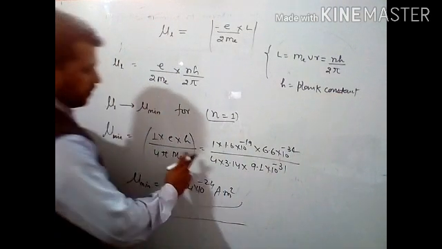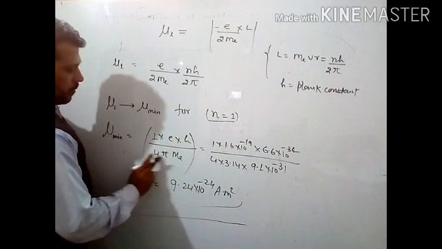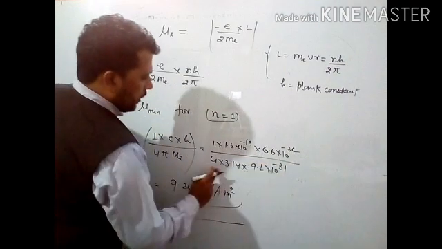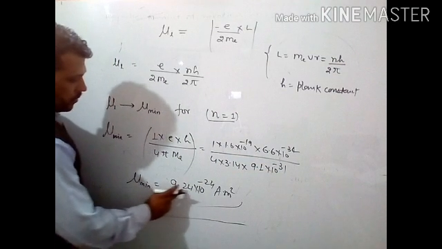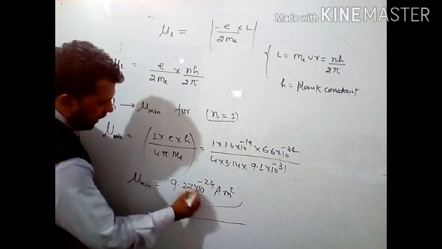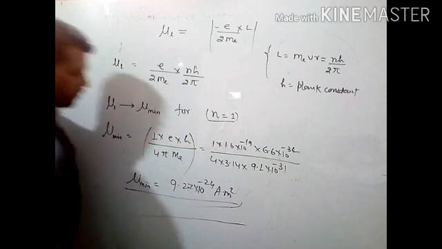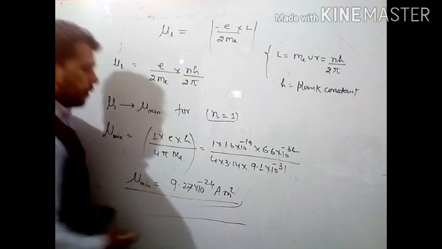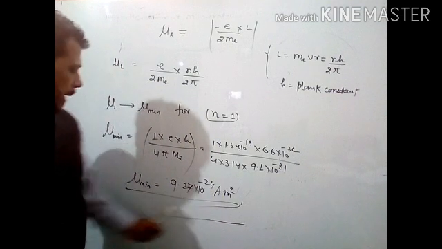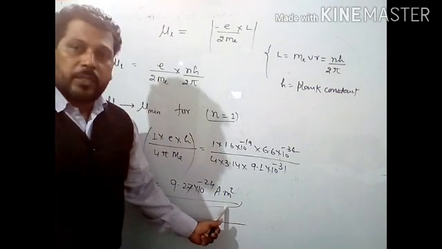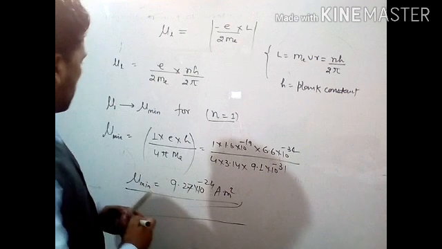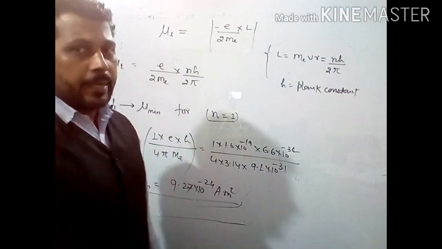So mu minimum is equal to e h upon 4 pi me, and putting all these values, mu minimum is equal to 9.27 into 10 power minus 24, the magnetic moment whose unit is ampere meter square. So in this way we solve for the minimum value of magnetic moment.